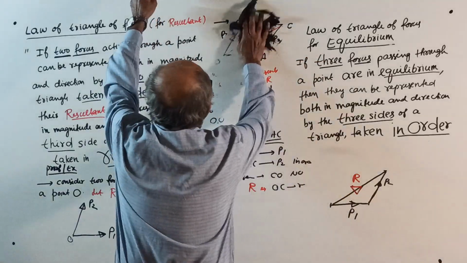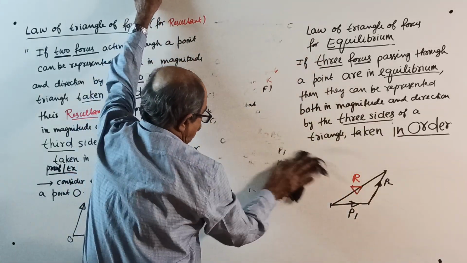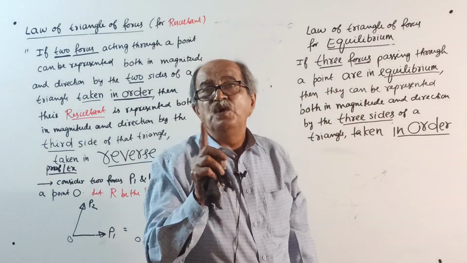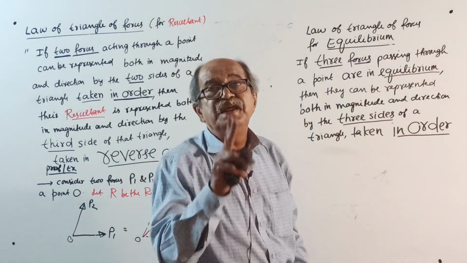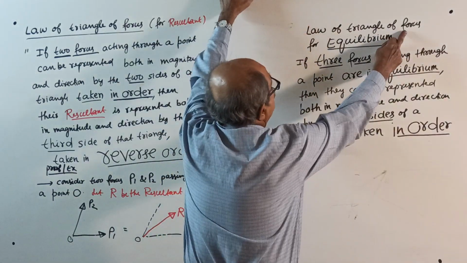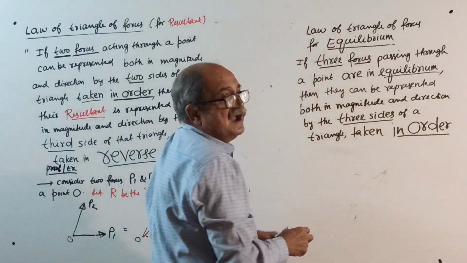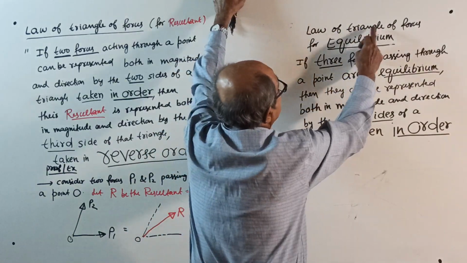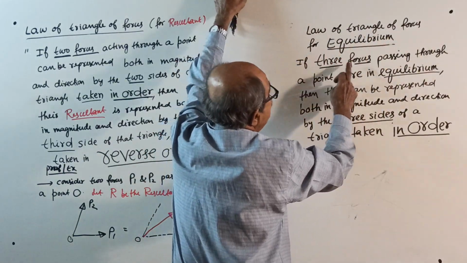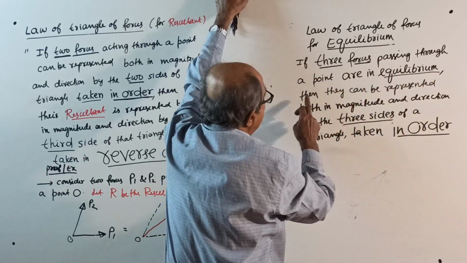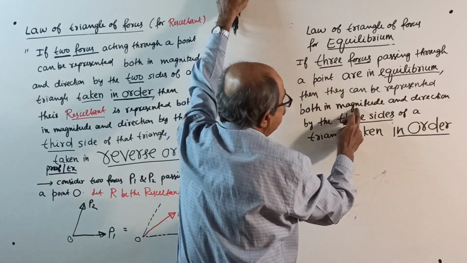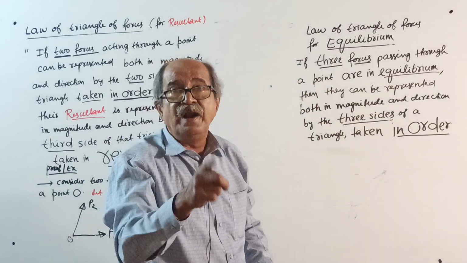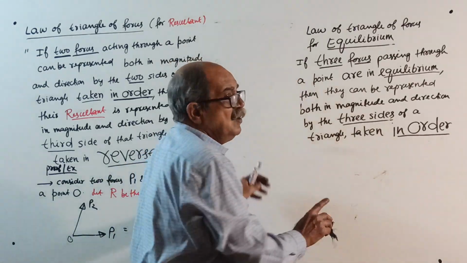Now, consider the law of triangle of forces for equilibrium. As I told already, if it is in equilibrium, there is no resultant. So, not two forces, three forces. The rain started more, so I will explain this one and then pause the recording. Law of triangle of forces for equilibrium: if three forces passing through a point are in equilibrium, then they can be represented both in magnitude and direction by the three sides of a triangle, taken in order. Very, very important. Taken in order.